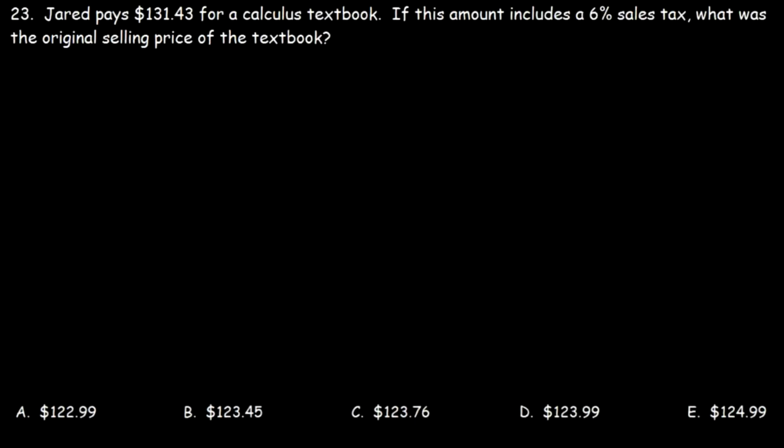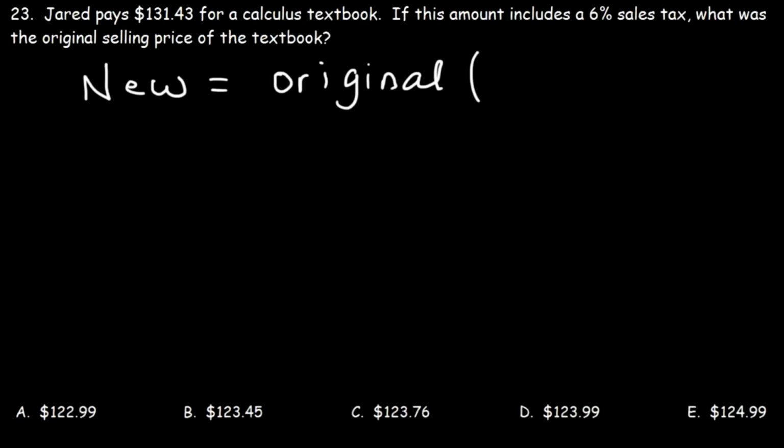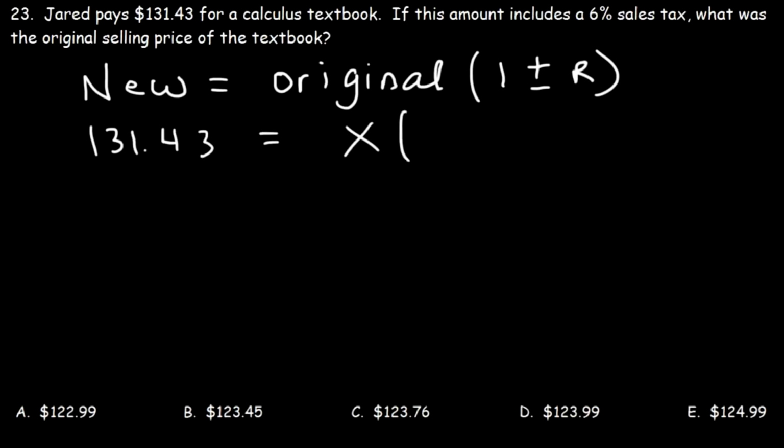Now, it's not always easy to work backwards, but if you have the equation, the process of finding the original price becomes a lot easier. So the new price is equal to the original price multiplied by 1 plus or minus r. The new price, that is $131.43. We're looking for the original price, so let's call it x.